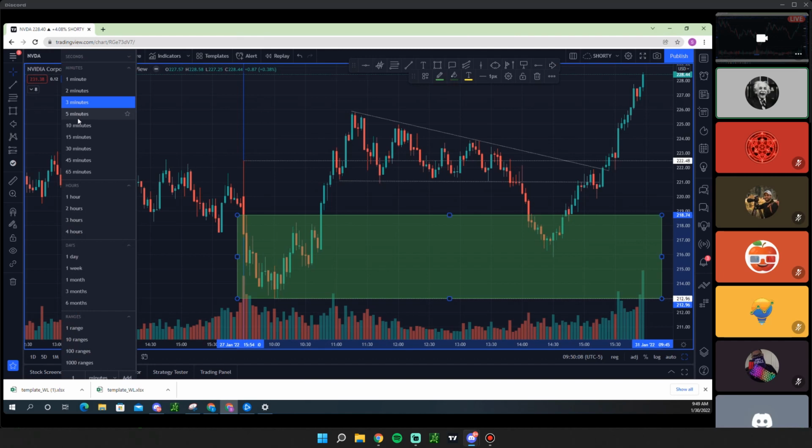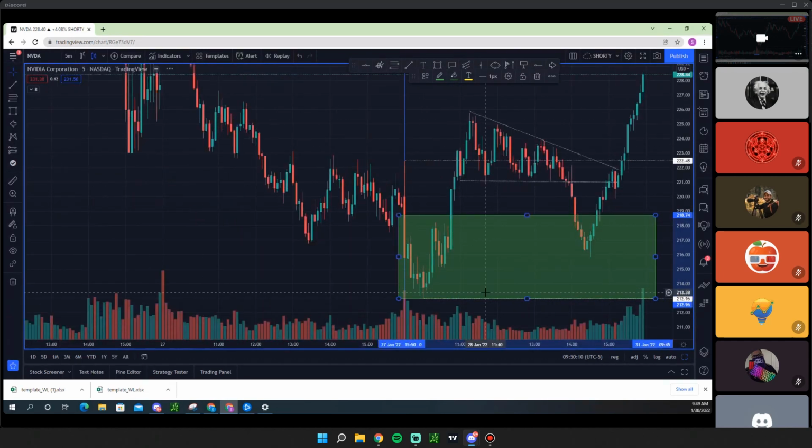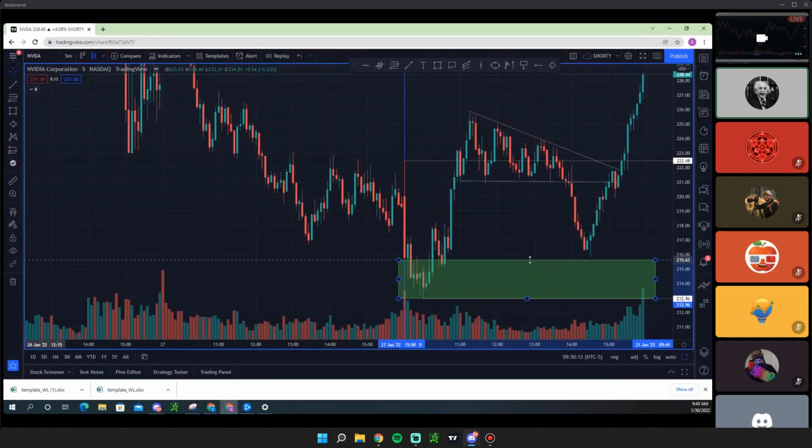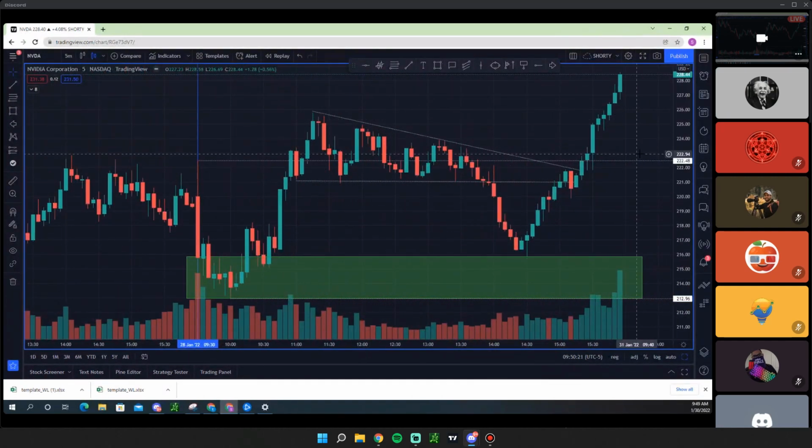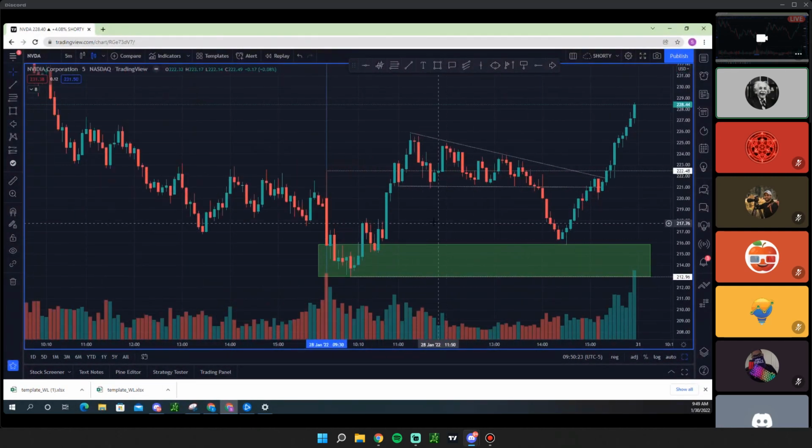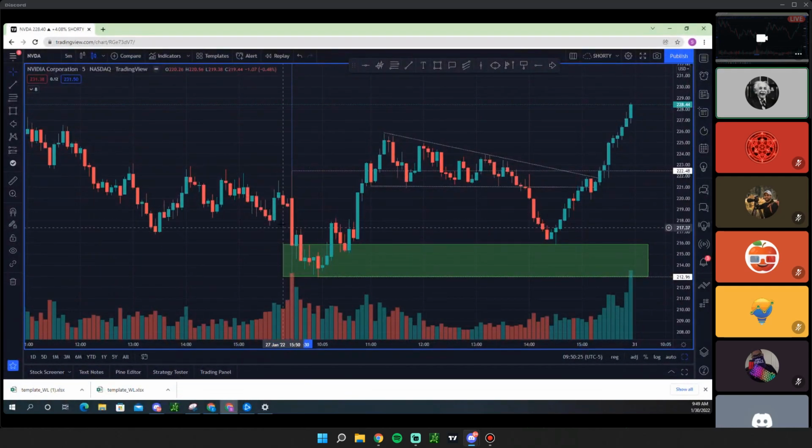If I was to switch this to 5 minutes, it'd probably be a lot easier. So here's your 5 minutes. And here you have this one that's kind of a double failed auction, but let's go off of this one here. So here's your 5 minute view and look at this. You have the consolidation, the retest, and the break.